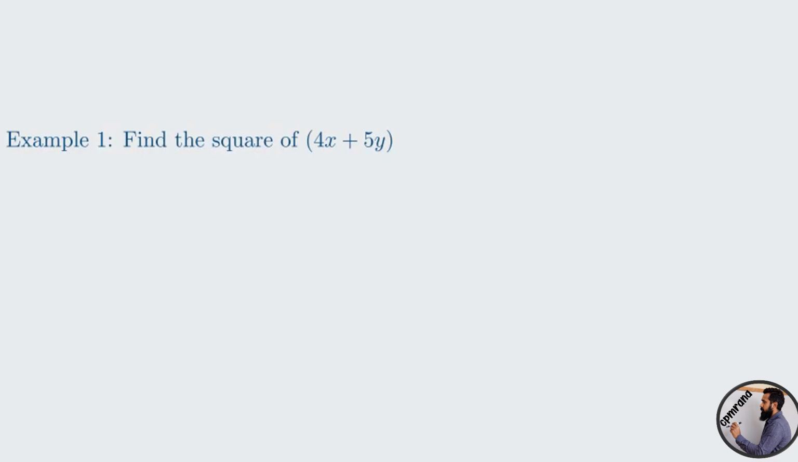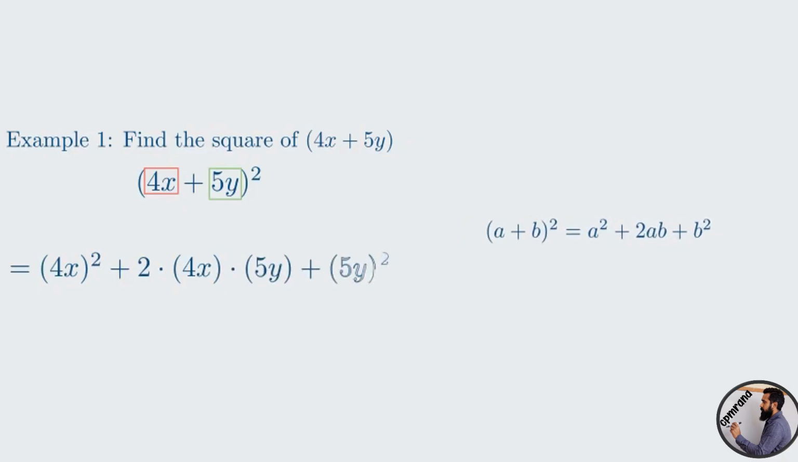We want to find the square of the expression 4x plus 5y. First, we write it as the whole quantity squared. In our formula, we can treat 4x as a and 5y as b. Using the identity a squared plus 2ab plus b squared, we substitute our values.